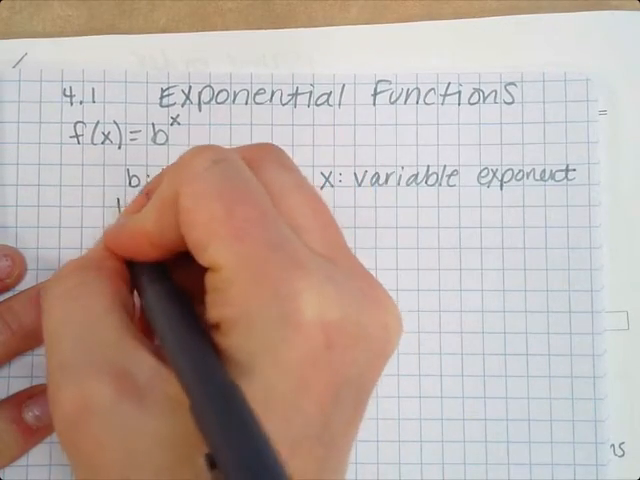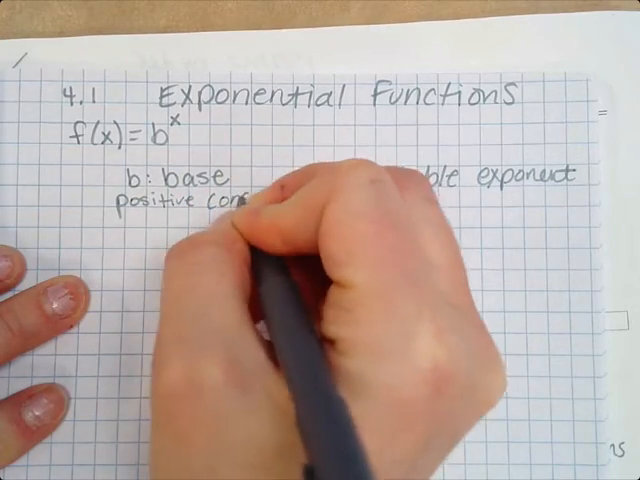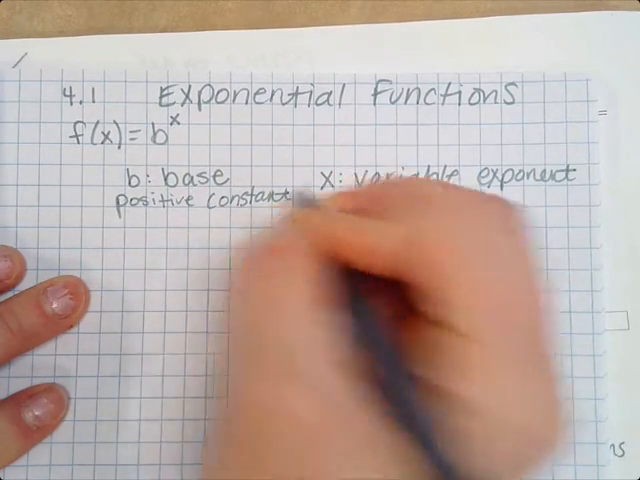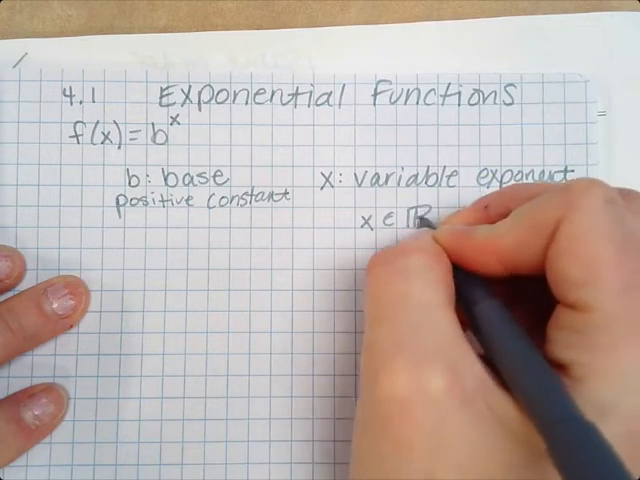B is going to be a positive constant. And x has to be a real number.